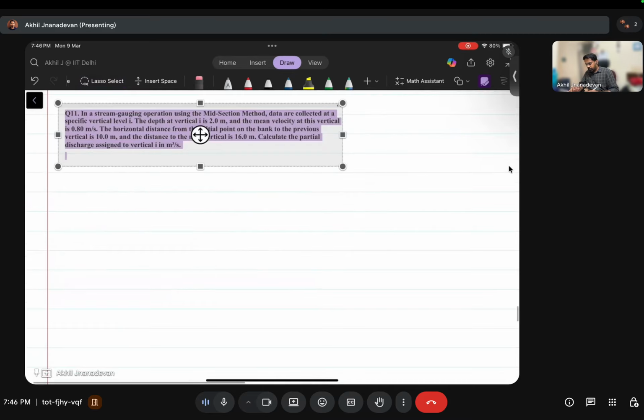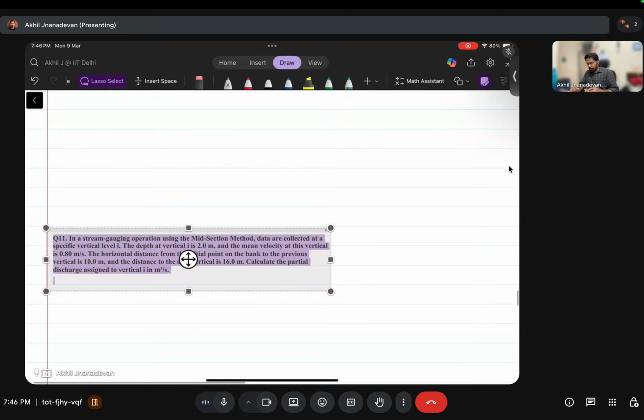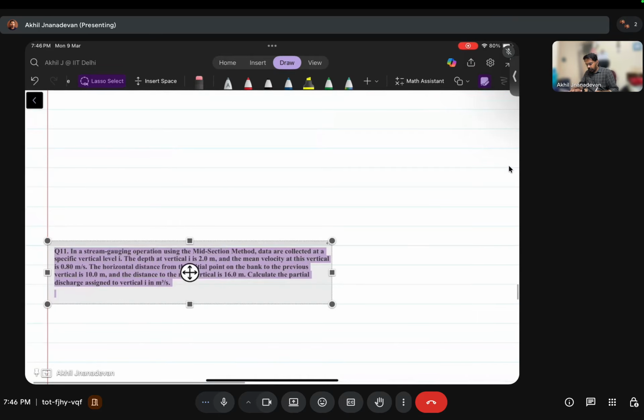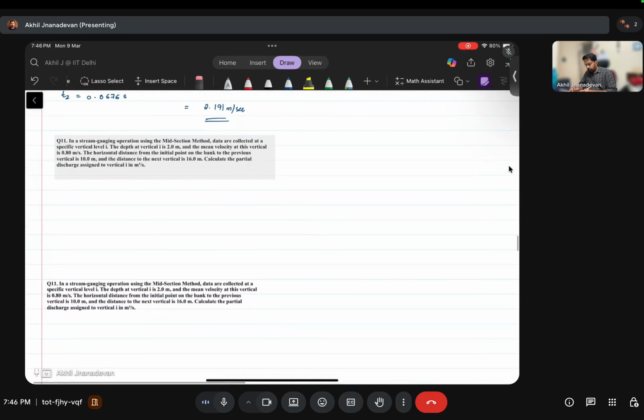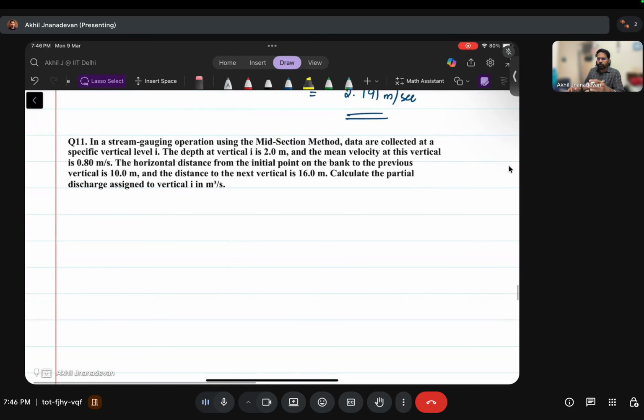So this is something related to the midsection formula. That is a technique used to get the total discharge if we have different stages, and the velocity measured at different stages. We can make use of the midsection method to find the discharge, right?